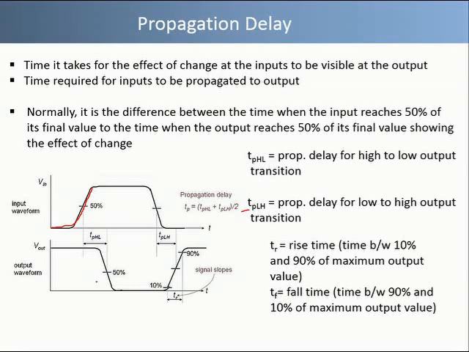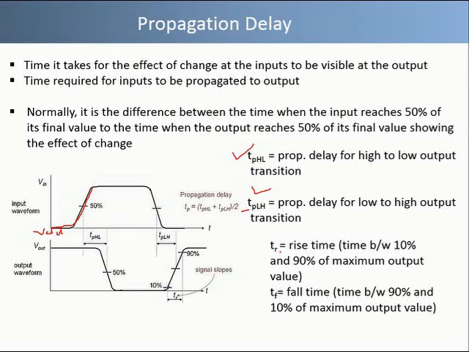And for a generic logic gate, TPHL is the time difference between the maximum value of output and its 50% value. For example, let's say the maximum value of output is VDD. So the time between VDD and VDD/2 during high to low transition is called TPHL. Similarly, the time between 0 and VDD/2 during low to high output transition is called TPLH.